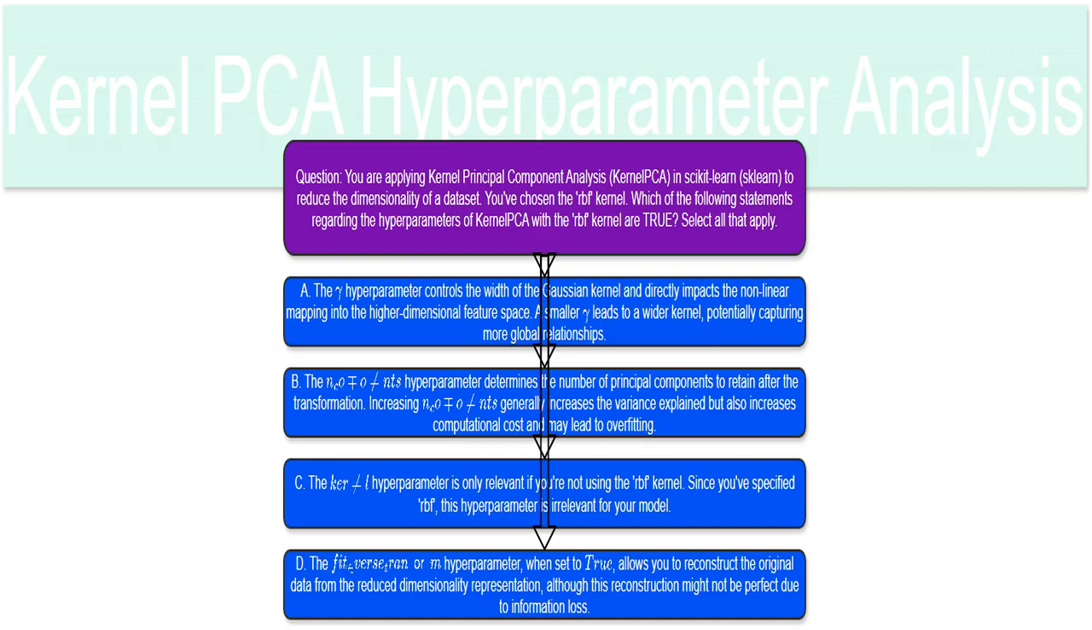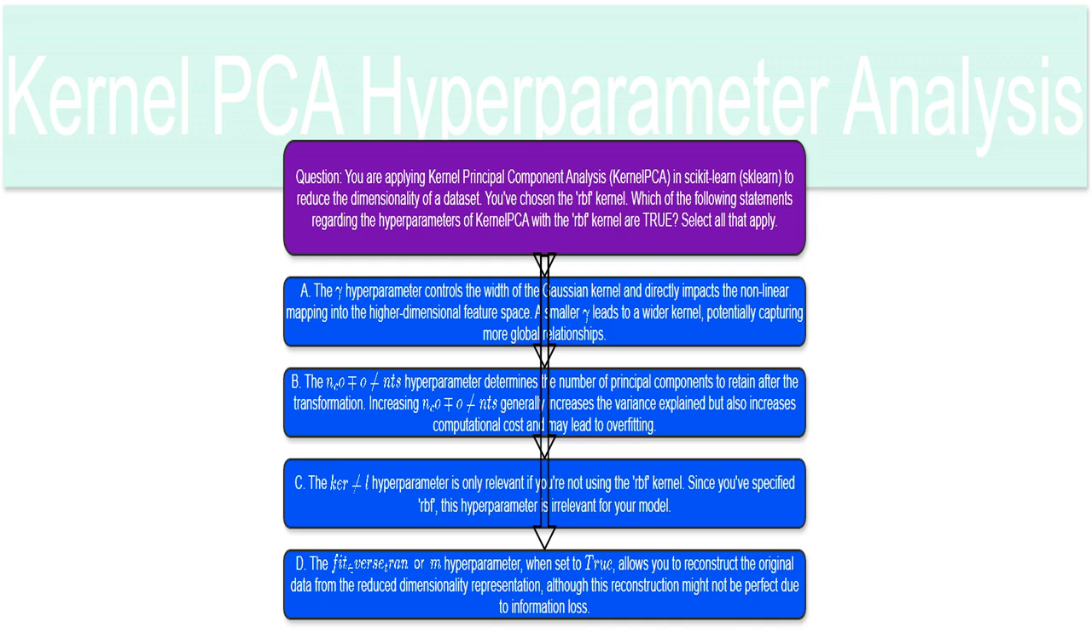This section's title clearly tells us that we're diving into the settings, hyperparameters, that control how kernel principal component analysis, KPCA, works. KPCA is a fancy way to shrink the size of your data while keeping the important stuff. Think of it like summarizing a long novel into a concise plot summary.